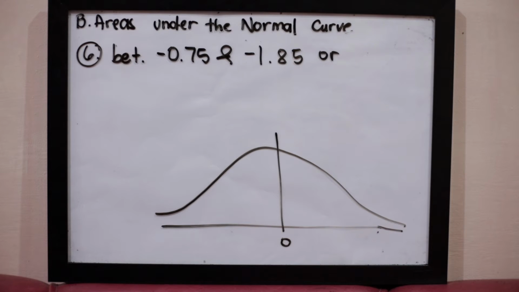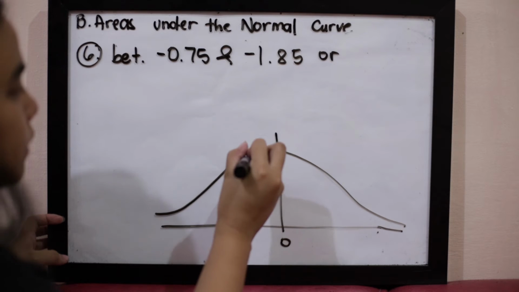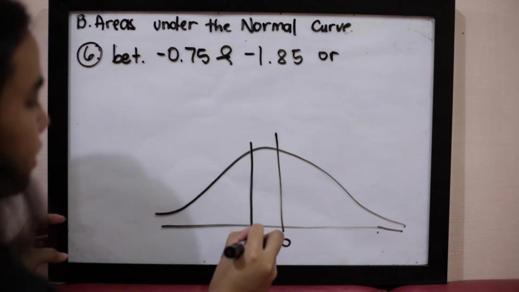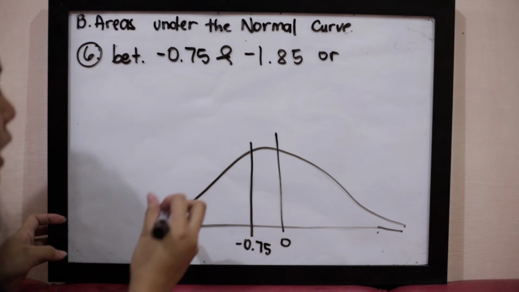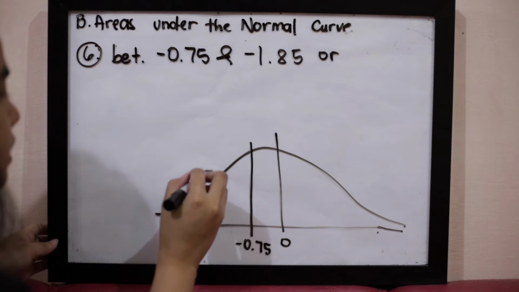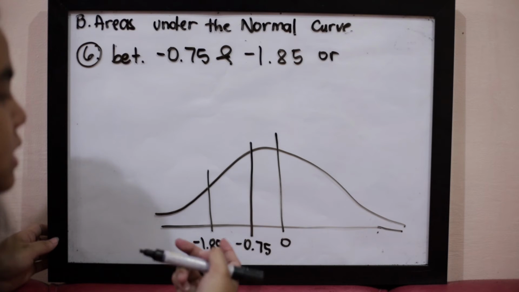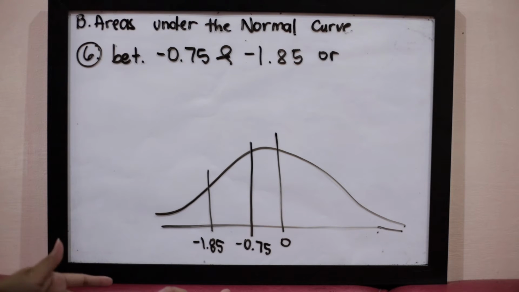Problem number 6: between negative 0.75 and negative 1.85. So, we have the normal curve and then you already plot the mean, which is 0. Then, we also have to plot negative 0.75 and negative 1.85 since those are our given values. Let's say this is negative 0.75, and negative 1.85 is on the left side of negative 0.75. So, let's say negative 1.85 is here.